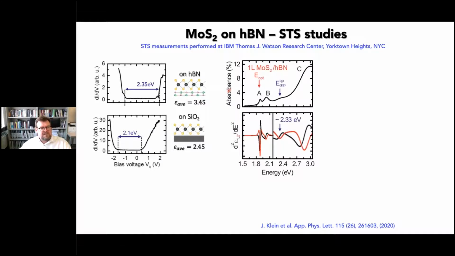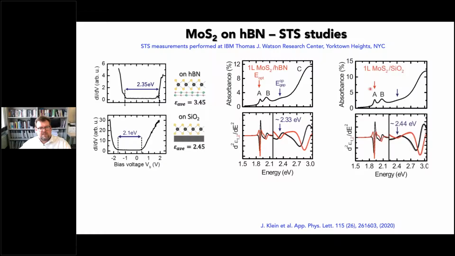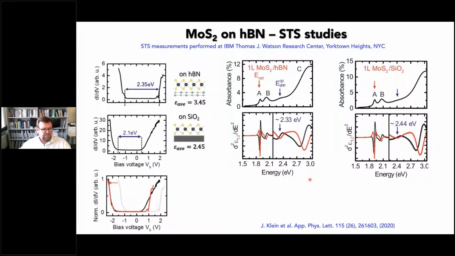And if you compare optical absorptance with the differential of these curves to look essentially at the critical points in the band structure, I hope you can see that on the boron nitride you see one absorptance spectrum, on the silicon dioxide another, and you can also measure from this the position of the real single particle band gap. And you see the single particle band gap goes from something like 2.3 to 2.4 electron volts just by changing the substrate the same material is sitting on.